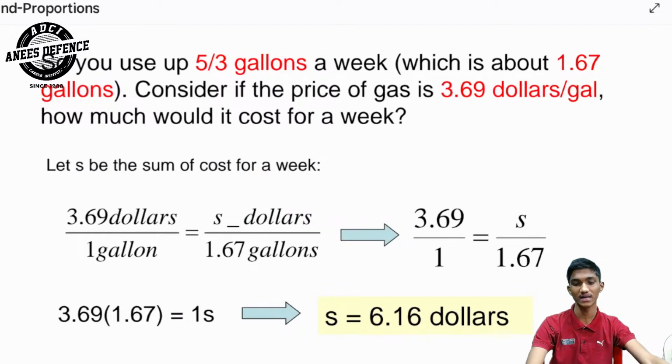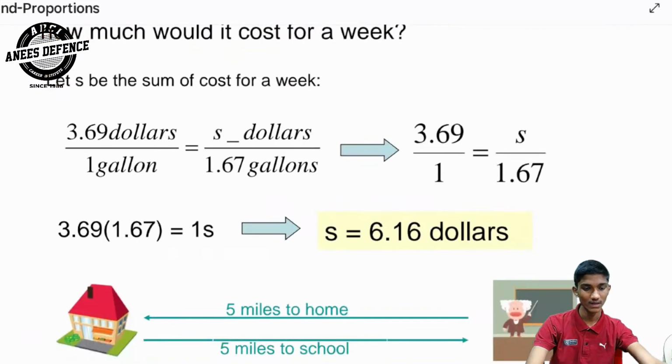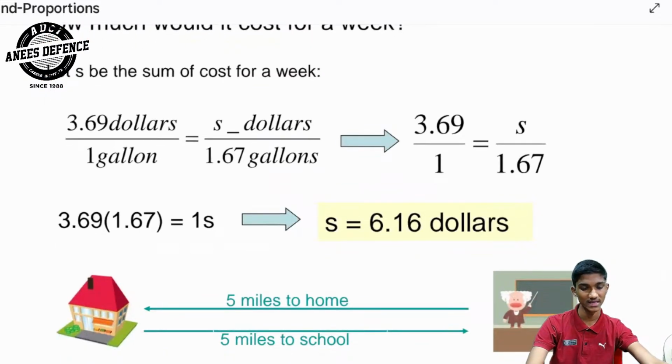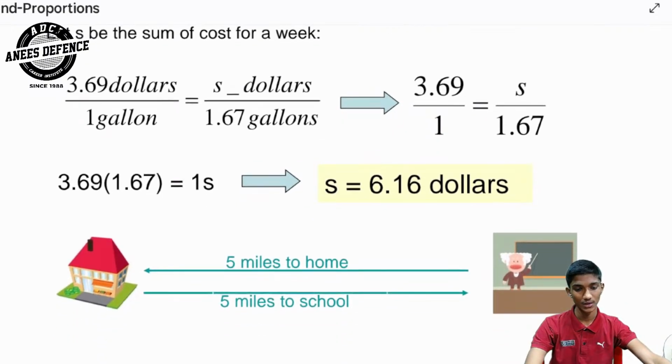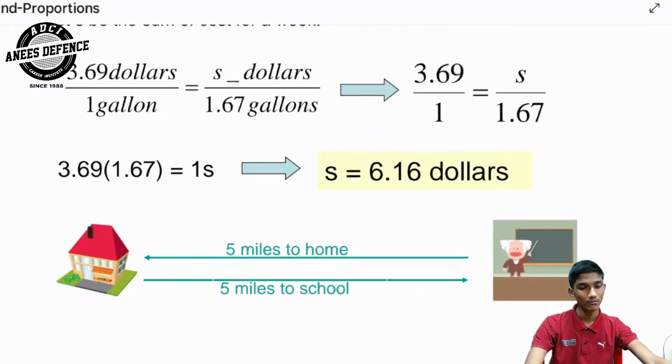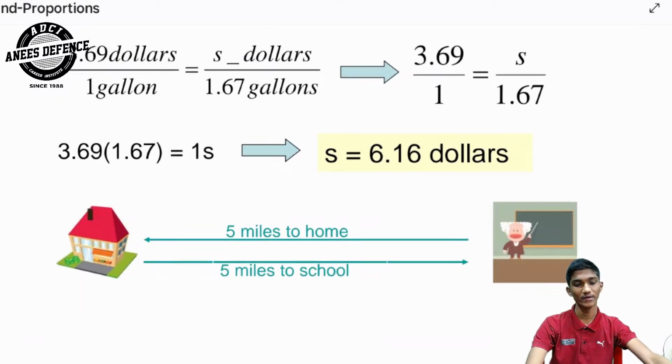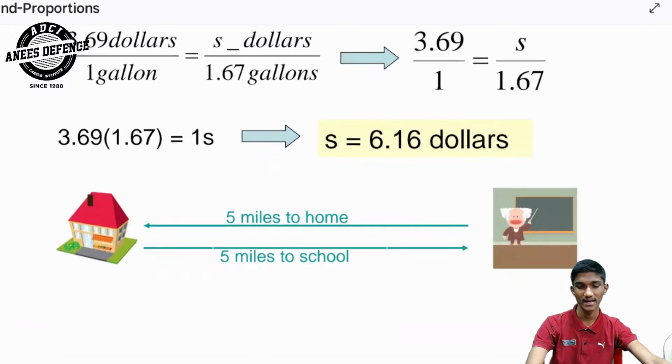Consider if the price of gas is $3.69 per gallon. How much will it cost for a week? Now we will assume a variable S, the cost for a week. $3.69 per 1 gallon. Again, by simplifying, we get 3.69 into 1.67, which gives S equal to $6.16.